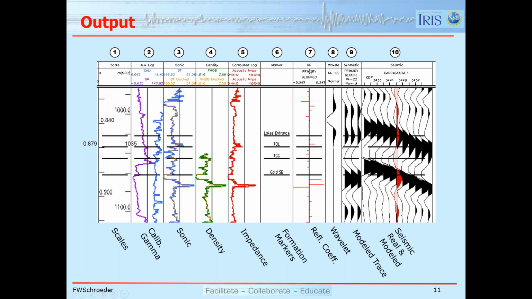Track 7 has the reflection coefficients. Again, spikes either to the left of 0 or to the right. If it's to the left, it's a decrease in impedance. If it's to the right, it's an increase. If it's a small spike, it's a small change in impedance. If it's a larger spike, it's a bigger change in impedance.